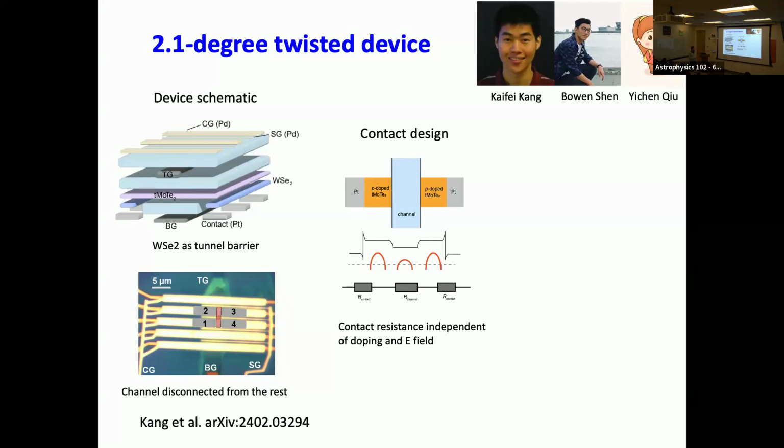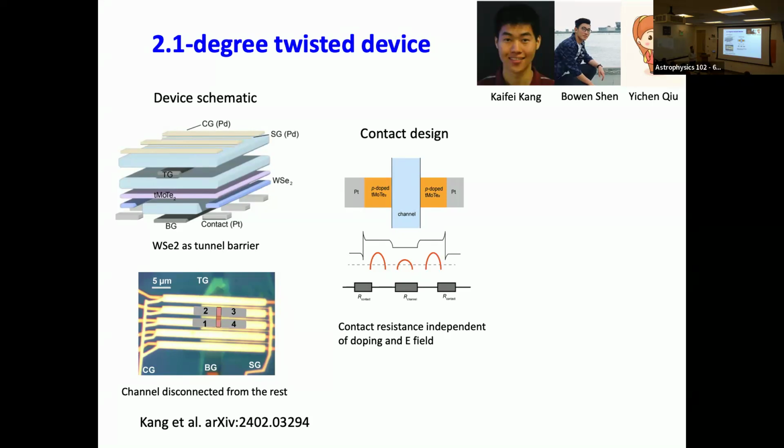This is the device structure, and we only actually have these 4 contacts in this region that have a nice moiré system. So I will be focusing on this region here that's contacted by 4 electrodes. This is the channel here.